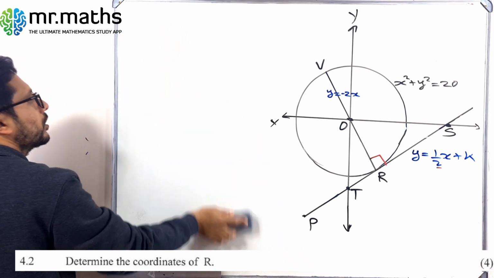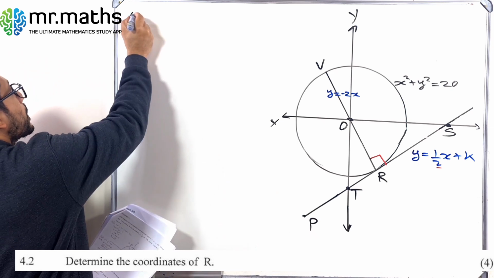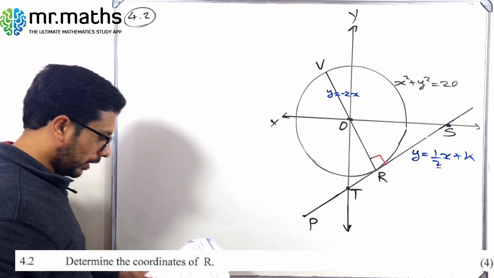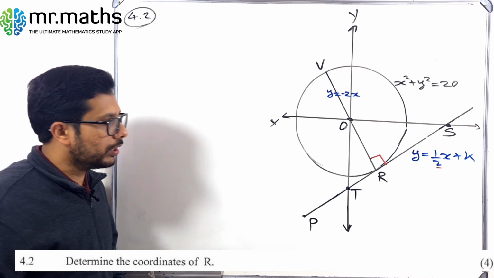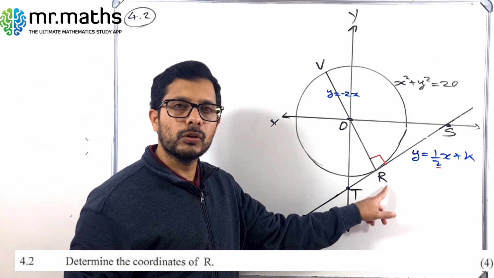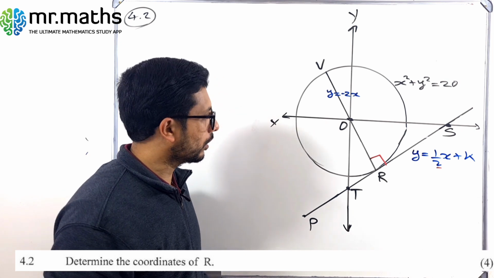Now let's move to the next question. What is the next question? Question number 4.2. Determine the coordinates of R. Now the question is, you have to find the coordinates of this point R. So how can I find the coordinates of this point R?